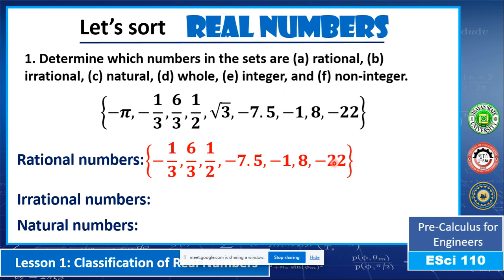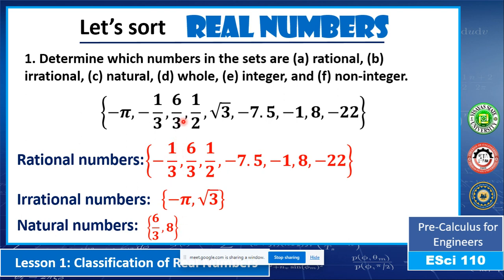Okay. So for irrational numbers, as what I have told you, iniisa-isa natin. So I think we only have two elements, which are negative pi and square root of 3. The rest kasi is pwede mo silang ma-express as a ratio of two integers. So ito lang talaga, negative pi and square root of 3. So for our natural numbers, these are subsets of our rational numbers. So para hindi ka na mahirapan, pwede ka na magbase sa answer mo dito sa set of rational numbers.